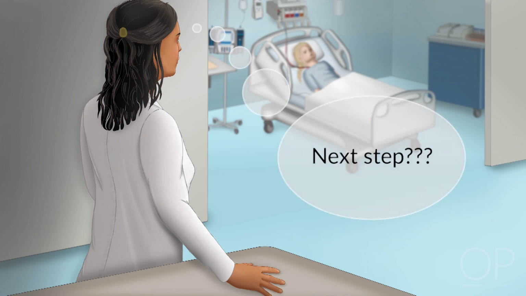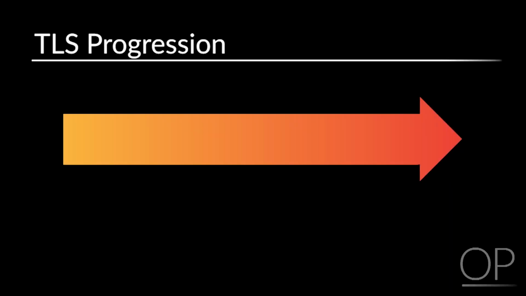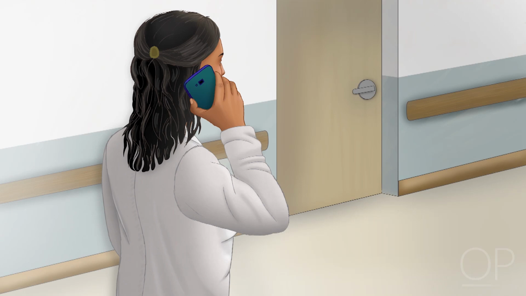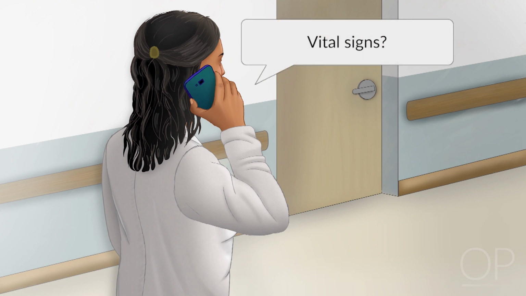What's our next step? Because tumor lysis can go rapidly from laboratory-based changes to clinical tumor lysis syndrome, we need to ask the nurse for a couple things, and we also need to evaluate the patient. So as you're getting ready to evaluate the patient, you can ask the nurse for a set of vital signs, as well as getting a sense of urine output. In addition to asking the nurse to get vital signs and urine output, we need to see the patient.